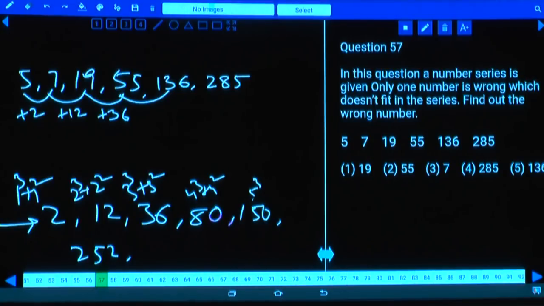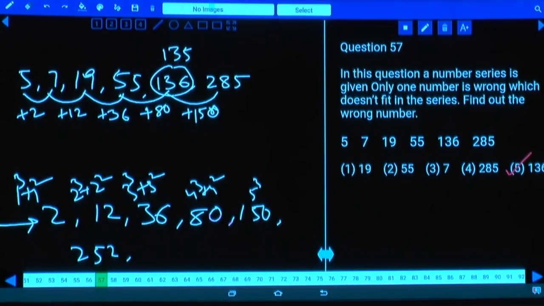And so what should be added here? 2, 12, 36. Next one 80 should be added. 55 plus 80 is so much? 135. And the next one 150. 135 plus 150, 285. Then what is the wrong number here? 136 is the wrong number and 135 is the correct number, choice 5. Question number 57, choice 5. Done with this? The difference between the numbers can be expressed as n cube plus n square.